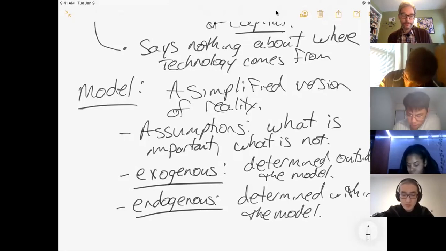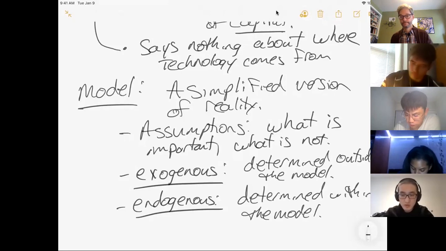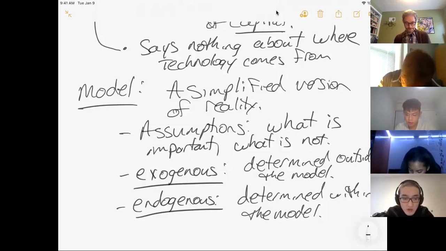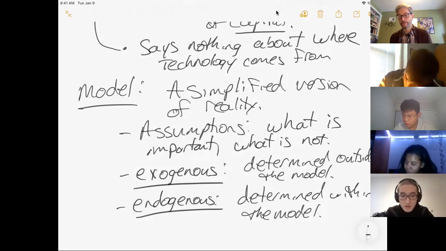Meaning that they're the things that we're not really trying to explain. So think back to the simple supply and demand model that you're all familiar with. What are the endogenous variables? Price and quantity, right? They're the things that are on the axes. Price and quantity. That's what we're trying to explain.